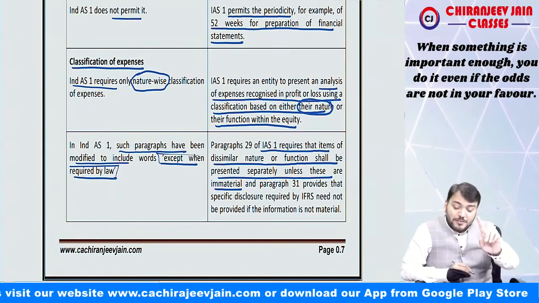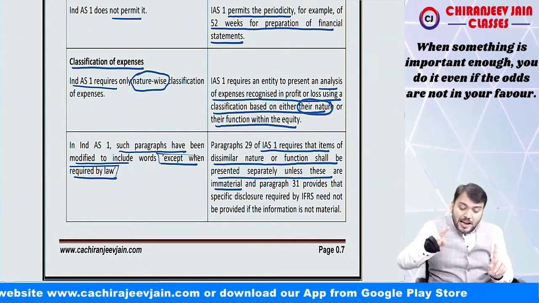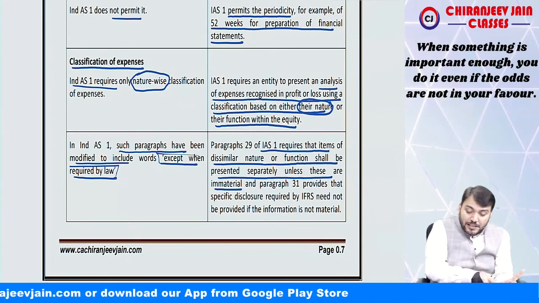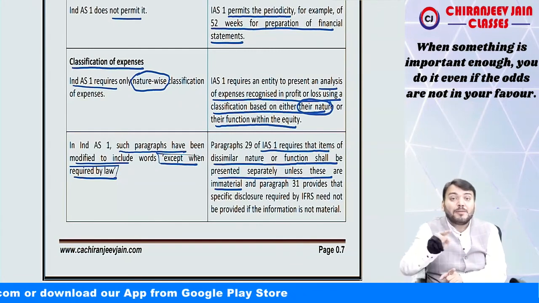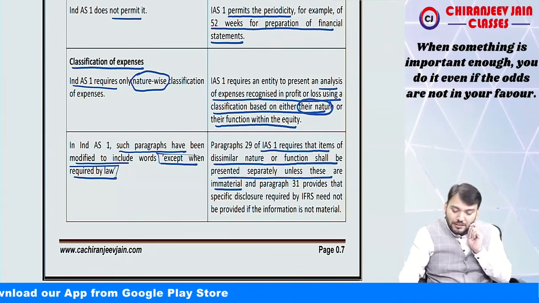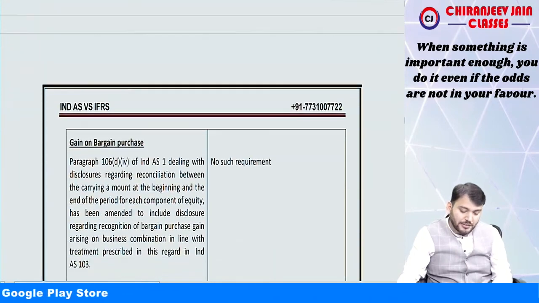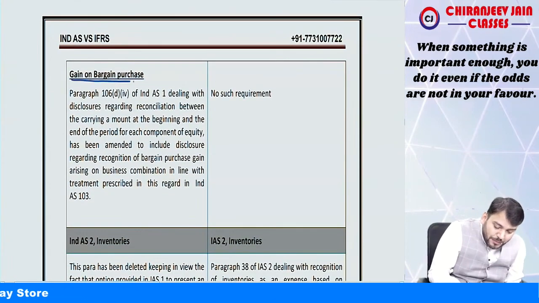Have you understood? So as per Ind AS, can I say in this way that items of dissimilar nature or function shall be presented separately unless these are immaterial, except when required by law. Understood? Correct? Understood? Yes, sir. Then gain on bargain purchase.